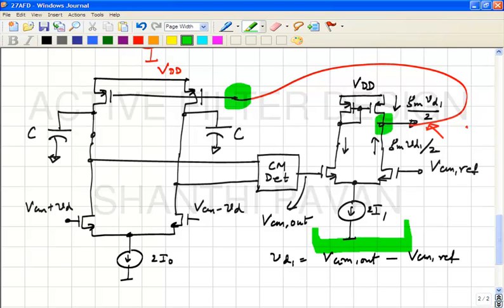Is that clear? So, in the next class we will worry about the stability, and how one might choose different parameters in the common mode feedback loop to make the common mode feedback loop stable. Okay. All right.